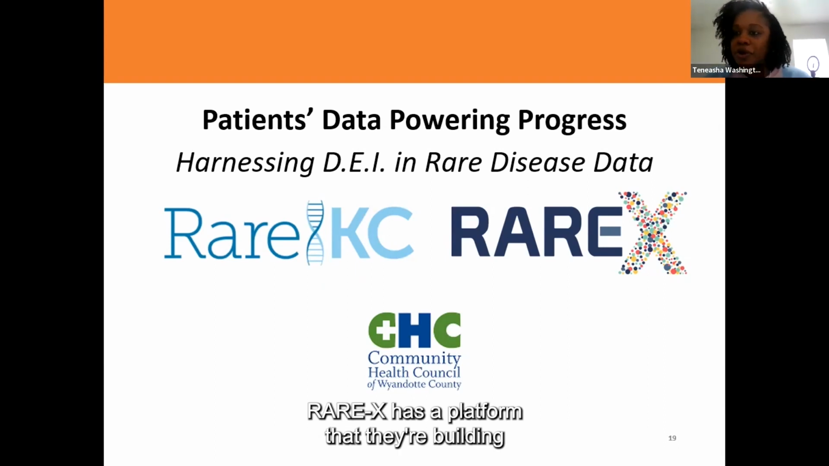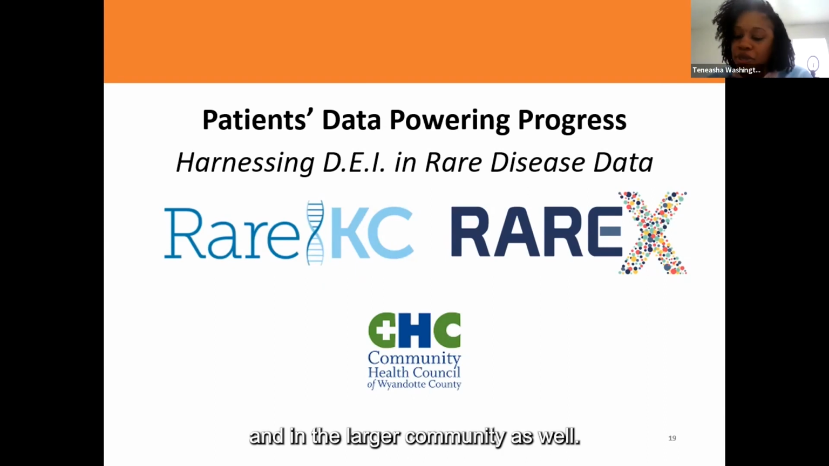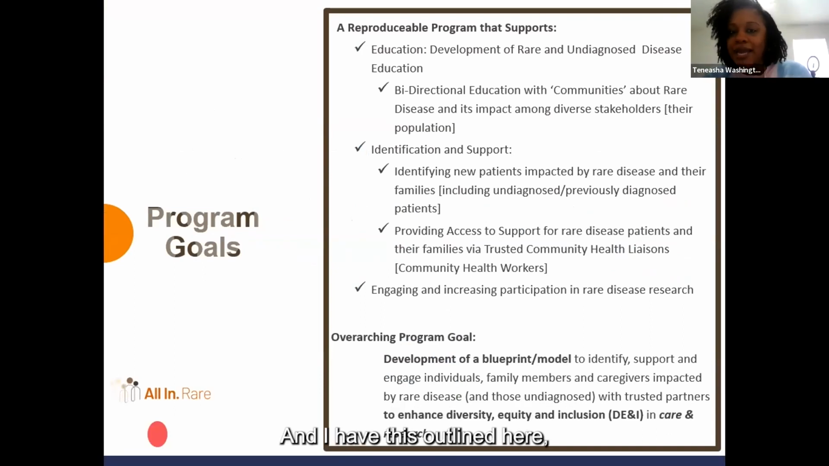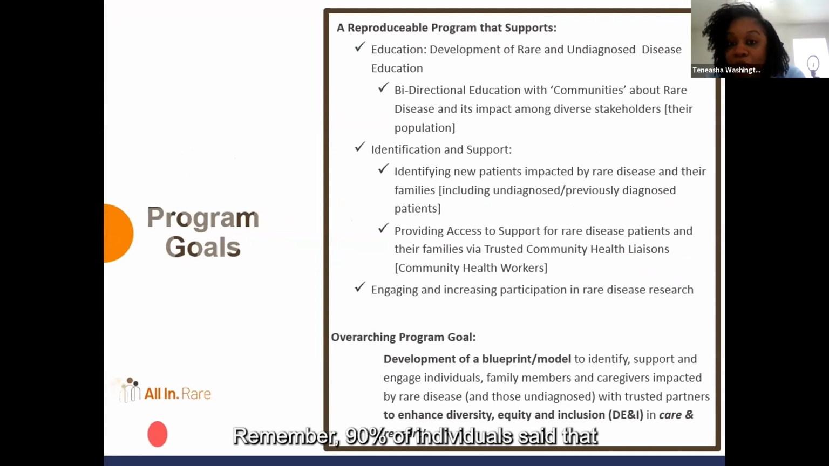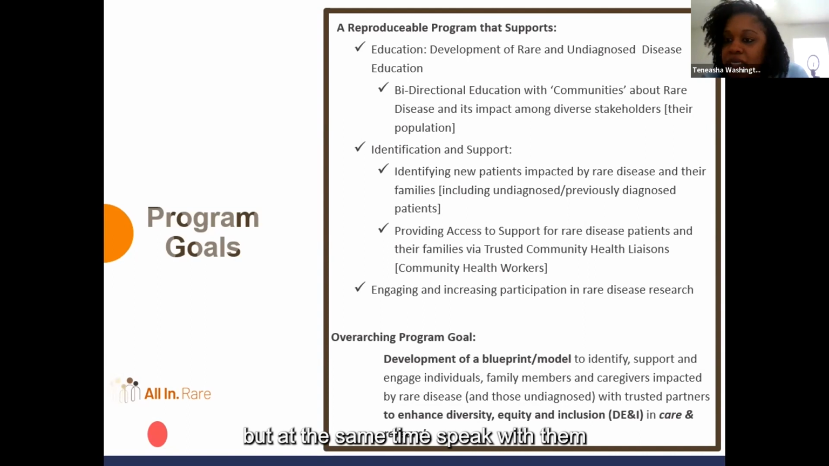RareX has a platform that they're building around data collection in rare disease specifically, and in the larger community as well. So what is the purpose of the program? I have this outline here, but I'm not going to read each of these. The idea is really at the forefront to engage people around health. And I call it sprinkling rare disease as a part of that, because we want to go back to this idea that, remember, 90% of individuals said that people don't know what a rare disease is. So how do we engage them in their health in general, but at the same time, speak with them about what an actual rare disease is?